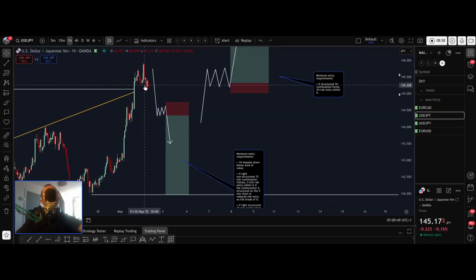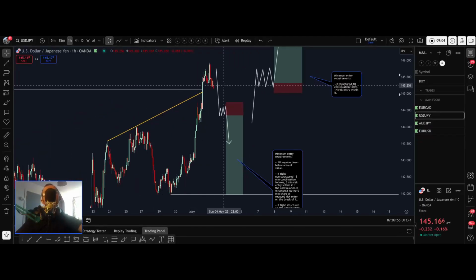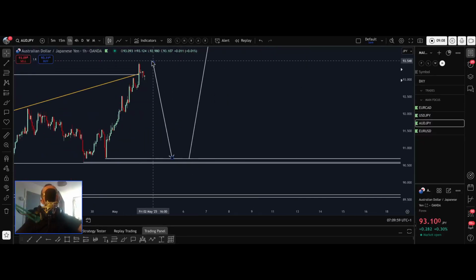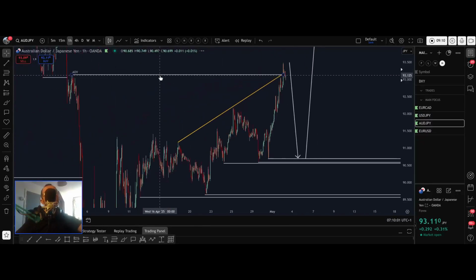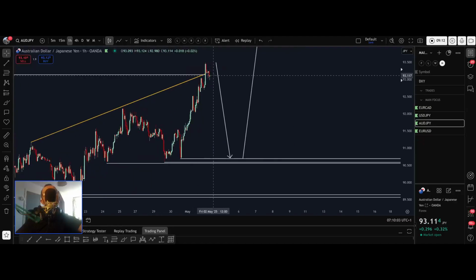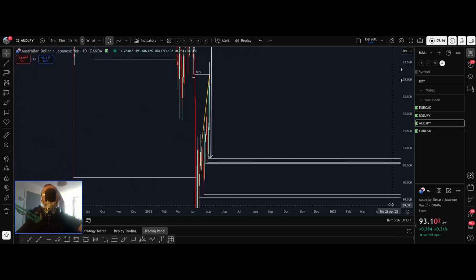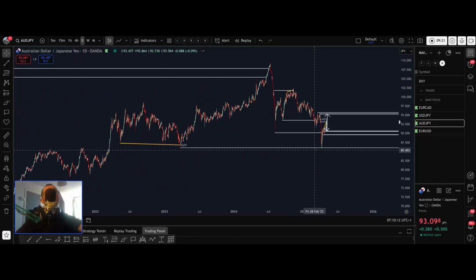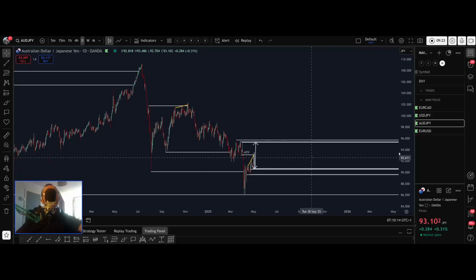longer. This is not retesting the back end of this yet. We haven't really seen those wicks. So to me, this seems more likely to just drop out, whereas Aussie yen looks more likely to keep going sideways, because it keeps retesting the back end of that, which would take longer. So that was just part of the filtering process. Same deal on Aussie yen pretty much.